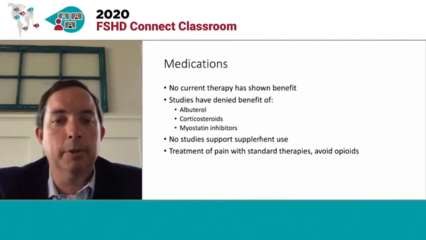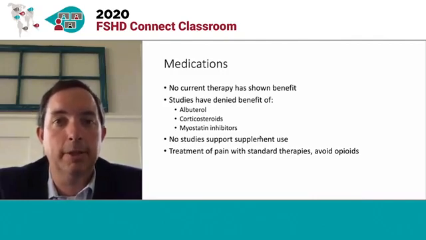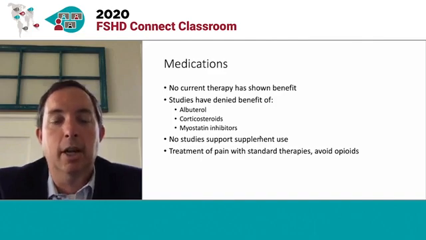And then there's treatment of pain with standard therapy. For me, that's things like ibuprofen or Tylenol, or the next level would be things that people would typically consider using for fibromyalgia, like gabapentin, Cymbalta, Lyrica. I tend to avoid opioids as much as possible because the pain that comes with FSHD is going to be with you for a long time, unfortunately. And so it's important to be on something that you can continue to take and minimize the addictive properties where possible.